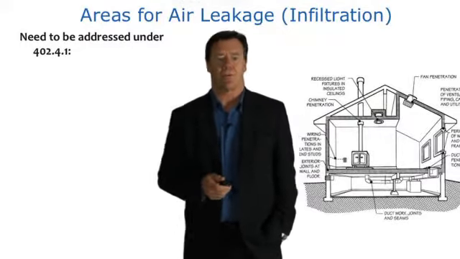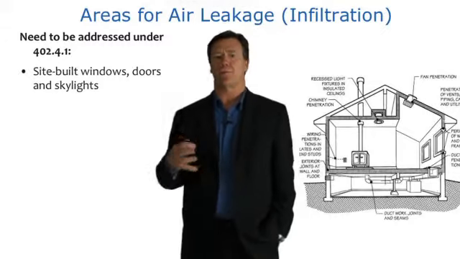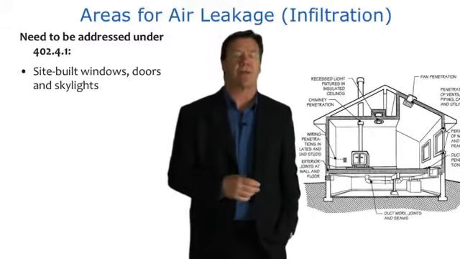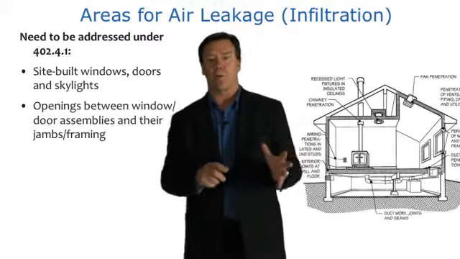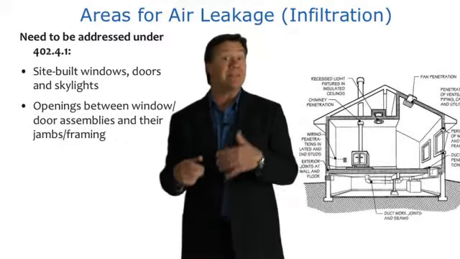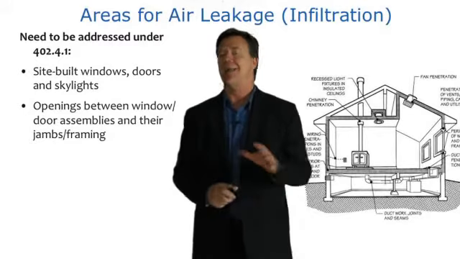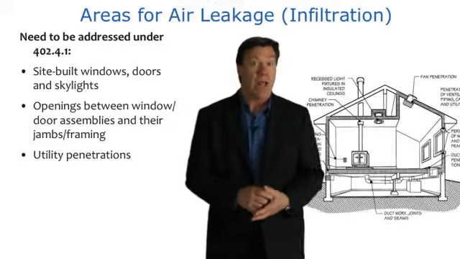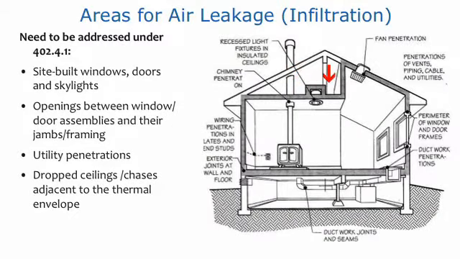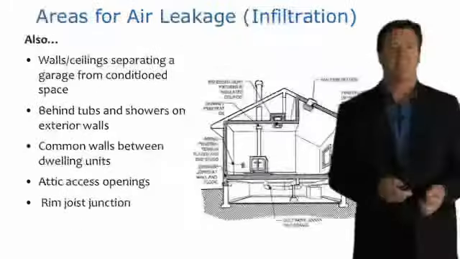All right, so let's look at some sources. Number one, skylights, doors, and windows. They have to be addressed under section 402.4.1 under air leakage. Openings between doors and windows, assemblies, and the jambs and framings have to be appropriately caulked and sealed. Any utility penetrations, anywhere we have any penetrations going through the envelope, have to be sealed. Anywhere we have drop ceilings or chases that are adjacent to the thermal envelope, like we see here in this example, they have to be sealed as well. So it's important that we recognize that all these areas have to be sealed in addition to knee walls.